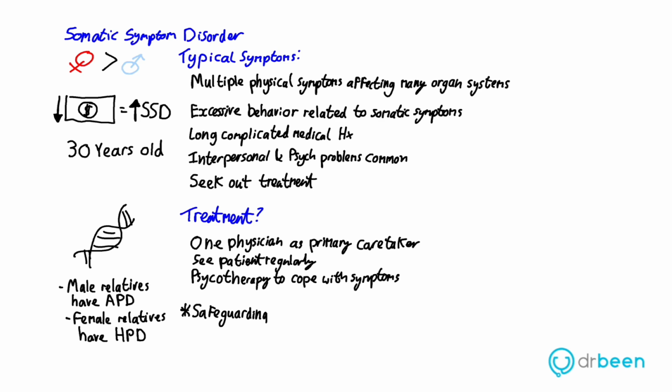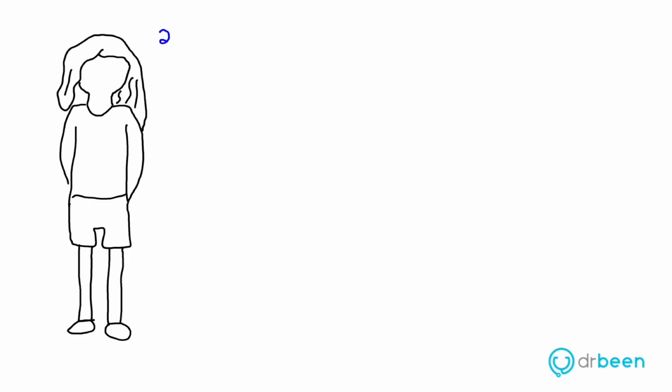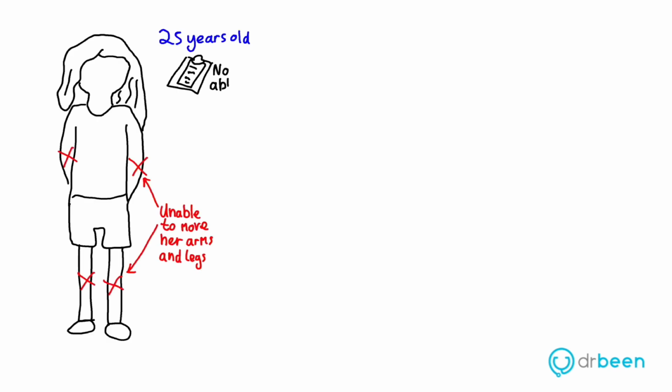So let's look at another case. Jen is a 25-year-old female and she presents to the clinic unable to move her upper arms and her lower legs. A full workup is done, no abnormalities are seen. However, when further questioned, she reports an argument with physical violence involving her girlfriend that occurred this morning. And since this morning is when she hasn't been able to move her upper arms and lower legs. So does anyone know what diagnosis this is?